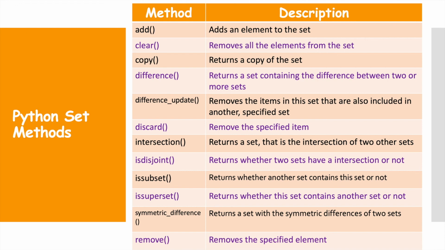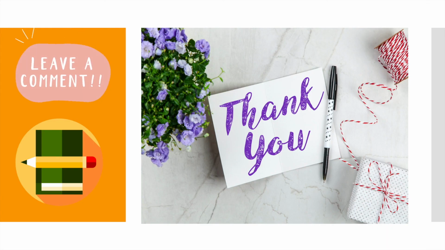The intersection method will return a set that is the intersection of two other sets. And isdisjoint returns whether two sets have an intersection or not. Issubset will return whether another set contains this set or not. And issuperset will return whether the set contains another set or not. The symmetric difference method will return a set with the symmetric differences of the two sets, and the remove method will remove the specified element. So this was all about Python sets.